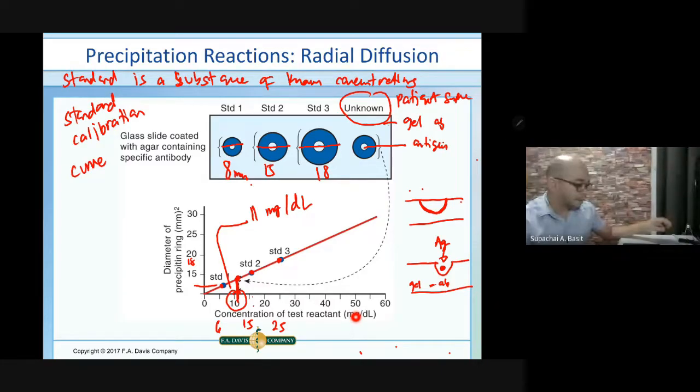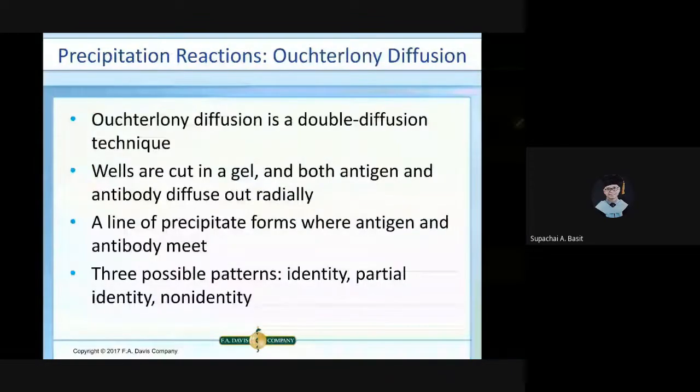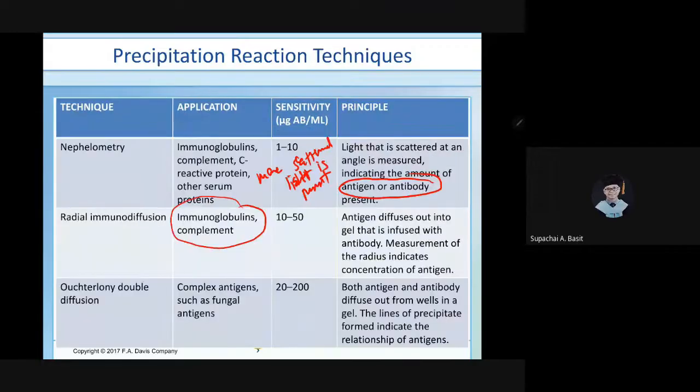For your activity later on, you will be doing a standard calibration curve using a graphing paper. I will give you the concentration of the standards, and I will give you the diameter of the unknown, so that you'll be able to determine the concentration of the unknown. So that is radial immunodiffusion, which is also known as single immunodiffusion.